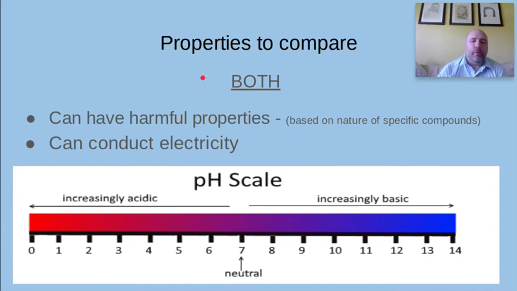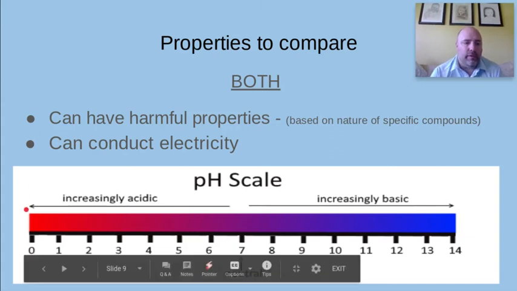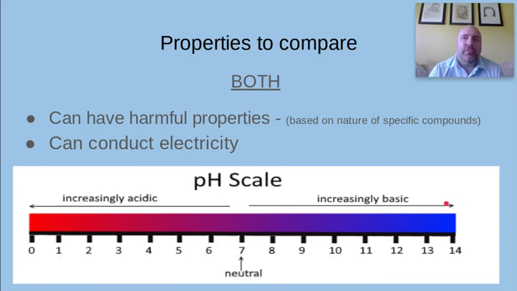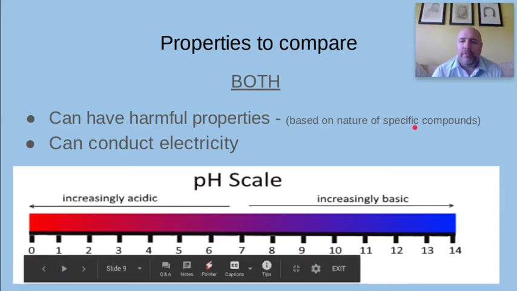Now, here's something that they have in common. Acids have a lot of misconceptions. People think, like in a cartoon world, that if you were to spill some acid, it would burn a hole through the table and burn a hole through the floor. That's not the case. But acids on one extreme and bases on the other extreme of the pH scale can both be harmful. They both irritate your skin, hurt, and turn it red. So they both can be harmful, but the specific compounds have specific properties.